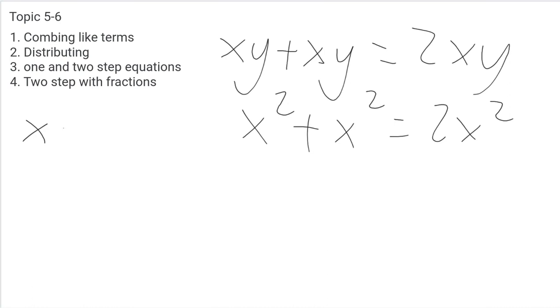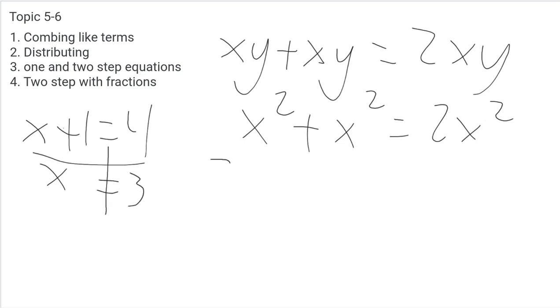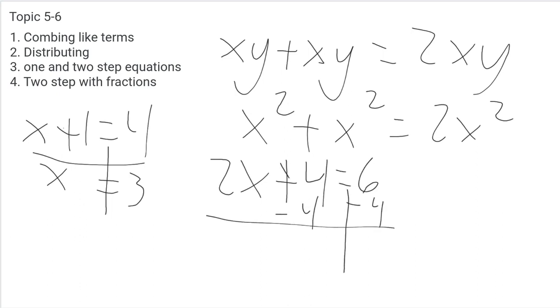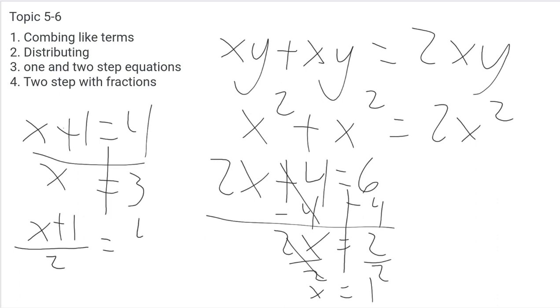One-step equations, we created the line and then we subtracted. And two-step was when we had our line, we subtracted, showed our canceling, and we got our answer. And then when there was fractions, x plus 1 all over 2 is equal to 4. We multiply both sides to get rid of the fraction, and then we could solve.